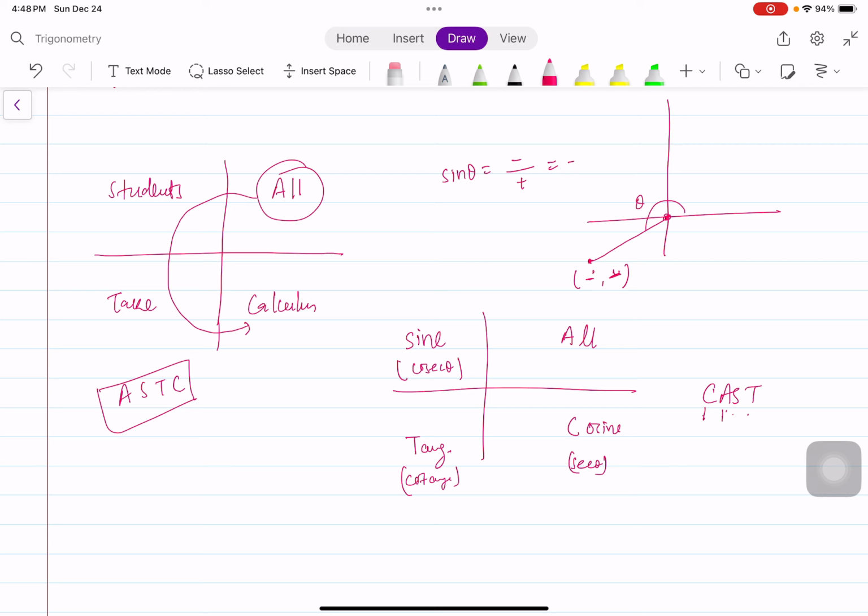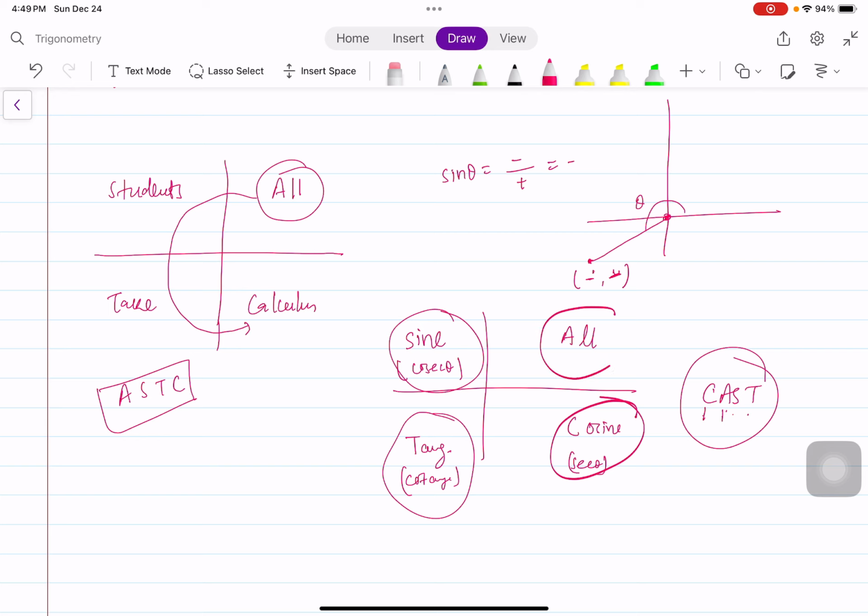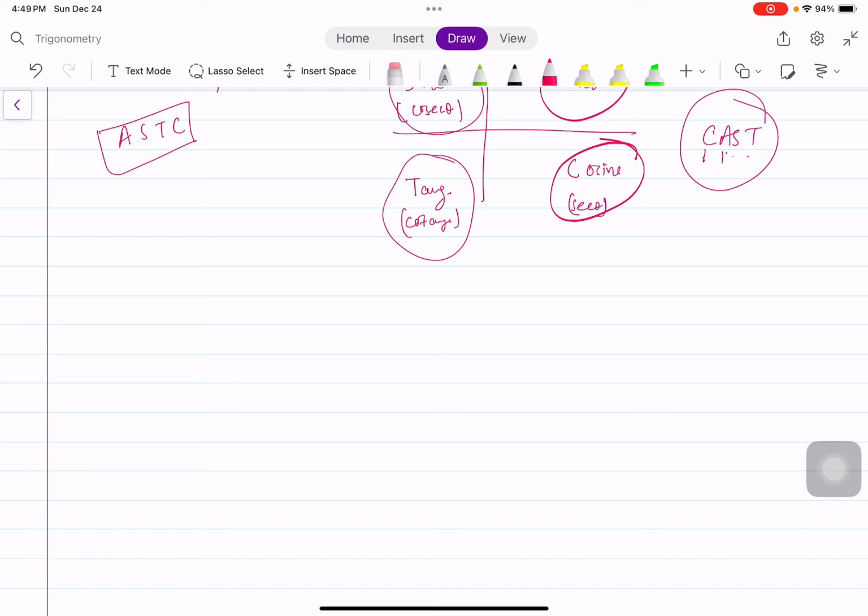So let's use, for example, the CAST rule. Say your point lies in the second quadrant, so sine is positive there, and cosecant is also positive. For the rest of the ratios, the values are negative. Similarly, in the fourth quadrant, only tangent and cotangent are positive. Similarly here, only cosine and secant are positive, and here all the trigonometric ratios are positive. So this is the way of learning it. Let's solve a few problems.